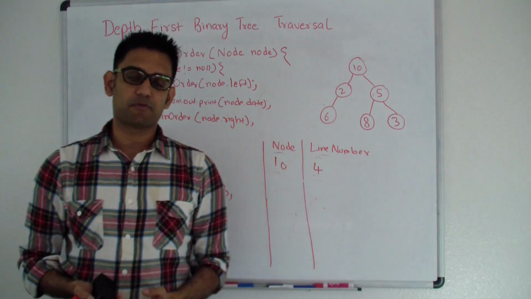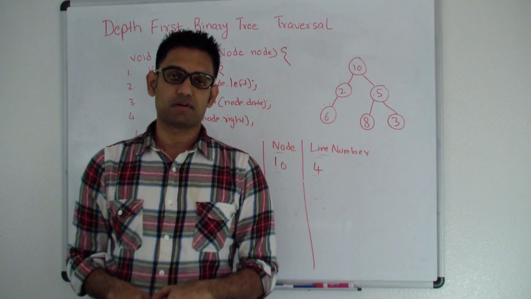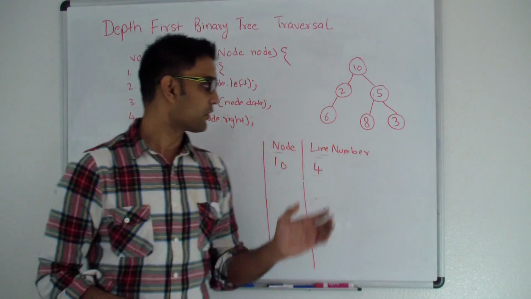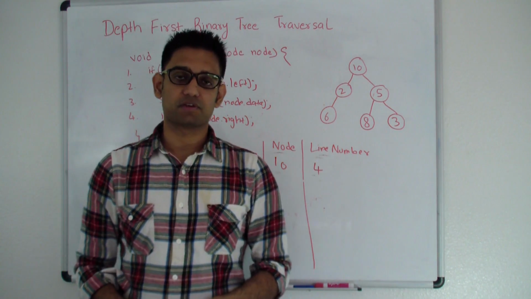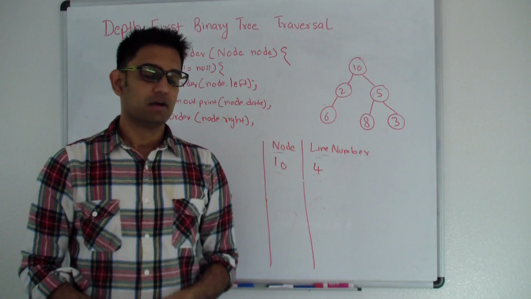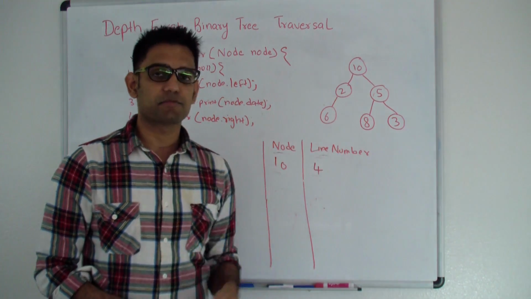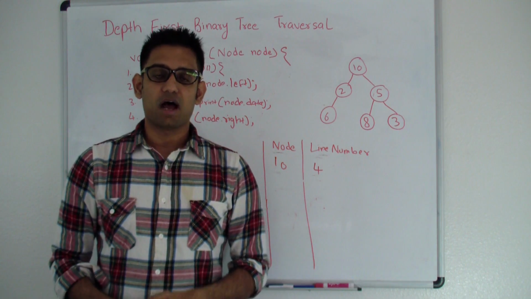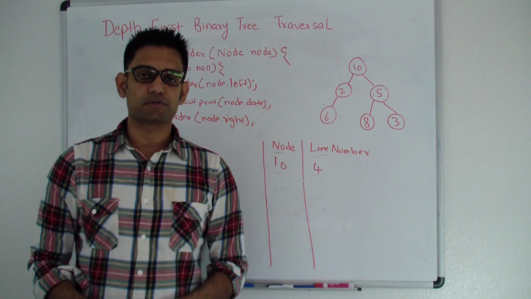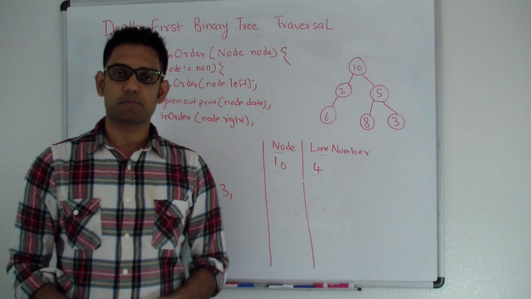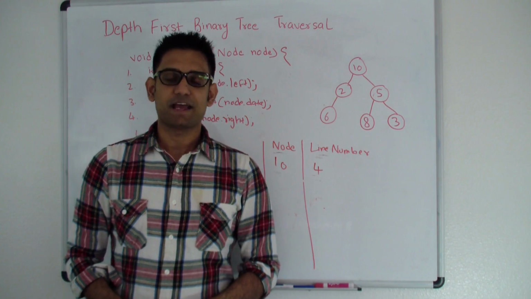The total time for both in-order and pre-order is going to be O of n, where n is the number of nodes in the tree, because we visit every node. The size of the stack in the worst case will be the height of the binary tree. I'm not going to write the code for post order, but you can similarly figure out what the post order would look like. Thanks for watching this video.